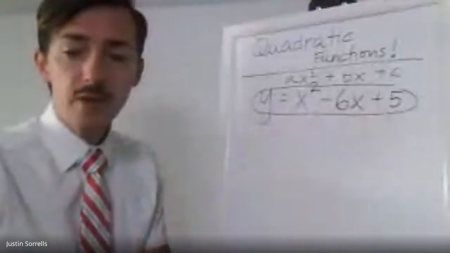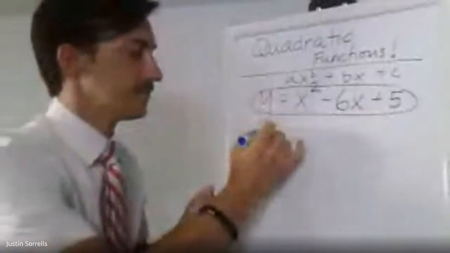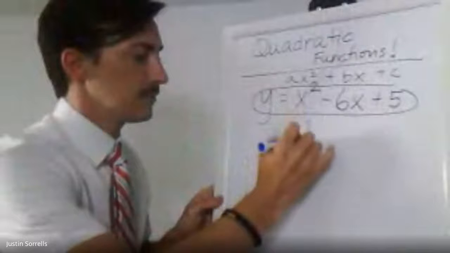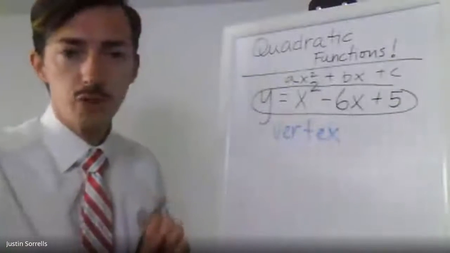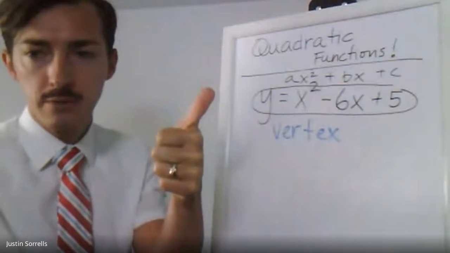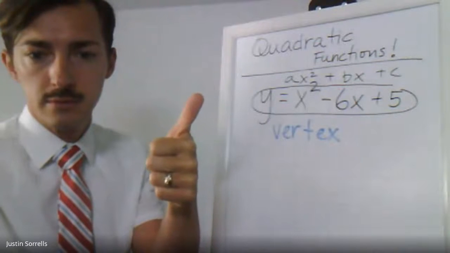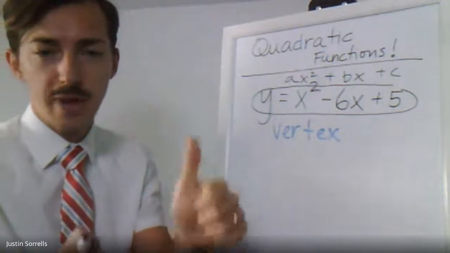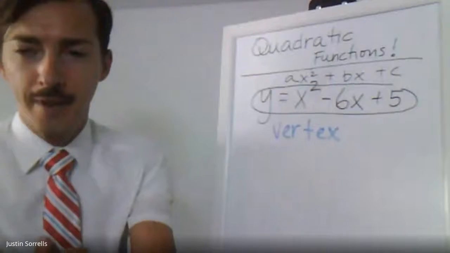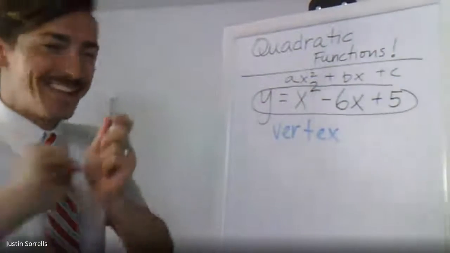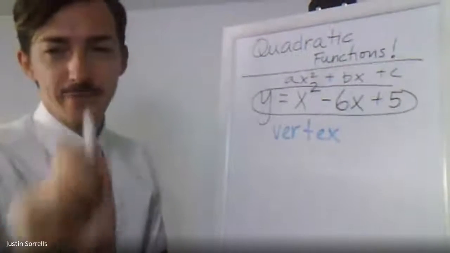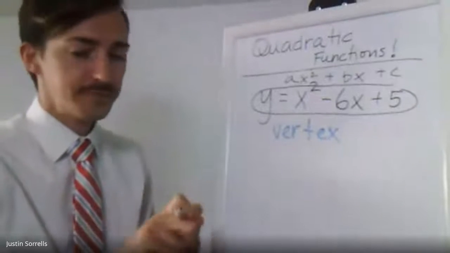Now, in order for us to find the vertex, are we okay with the blue marker? Thumbs up or thumbs down? I should go back to black. Okay. All right, thanks. We're going to use the black marker though, because everybody can see that pretty well.